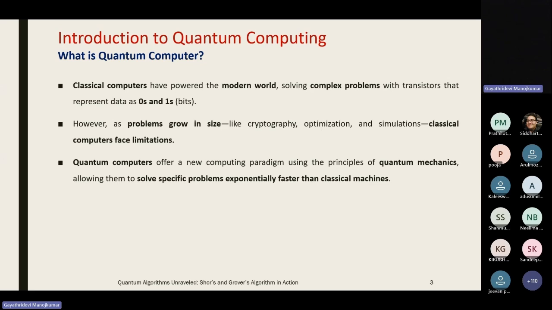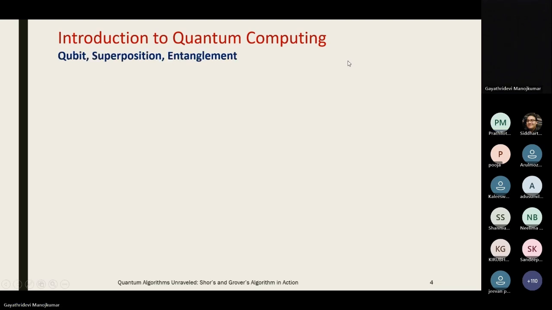Before going into Shor's and Grover's, we need to check a few basic terminologies of quantum: qubit, superposition, and entanglement.